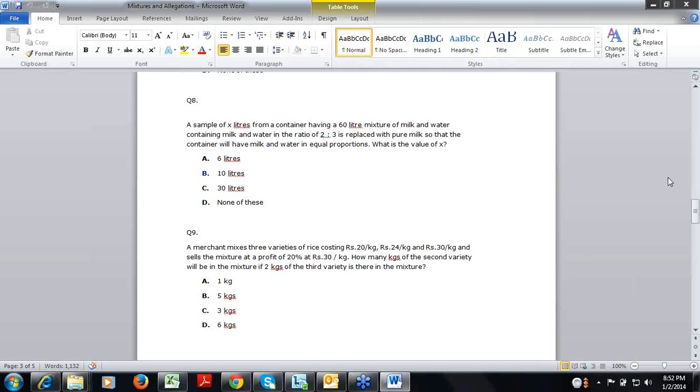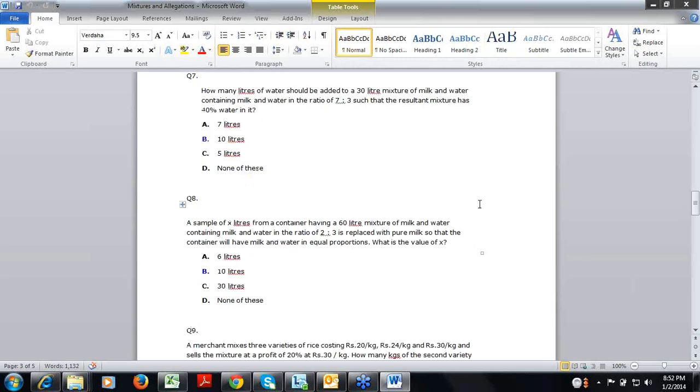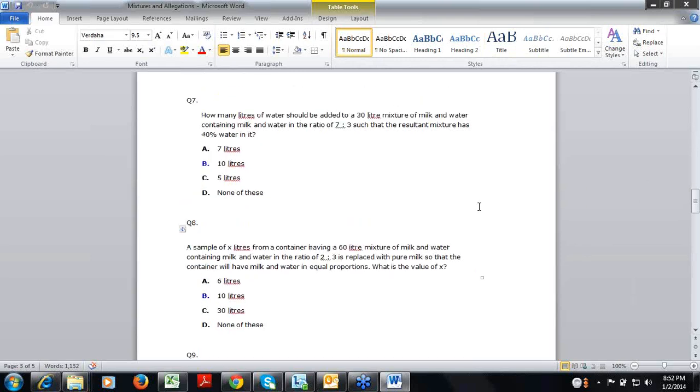Okay, time is up. So let's review the question. A lot of people are flowing with their answers. So let's see. How many liters of water should be added to a 30-liter mixture of milk and water containing milk and water in the ratio of 7:3 such that the resultant mixture has 40% water in it? Again a sitter question. 30-liter mixture, 7:3, milk and water. Milk and water are 21 and 9.